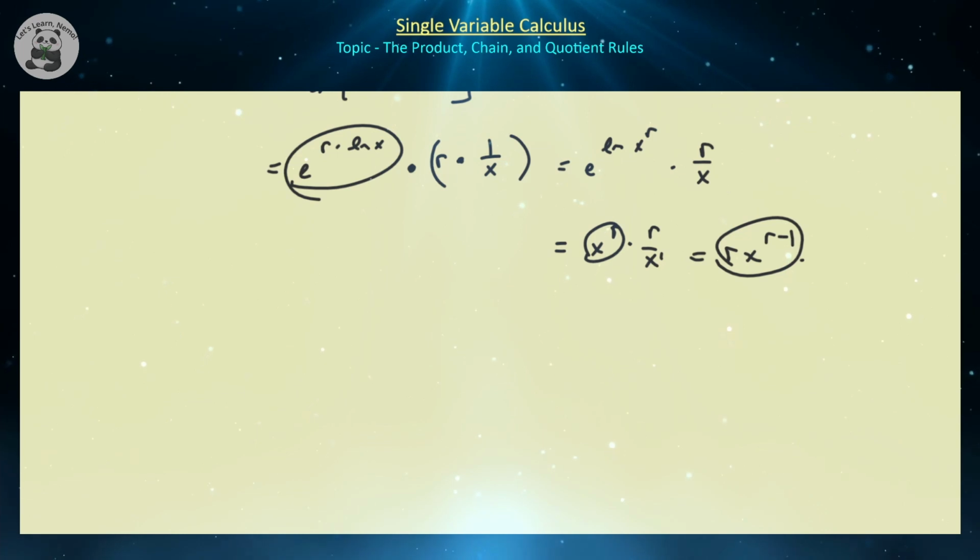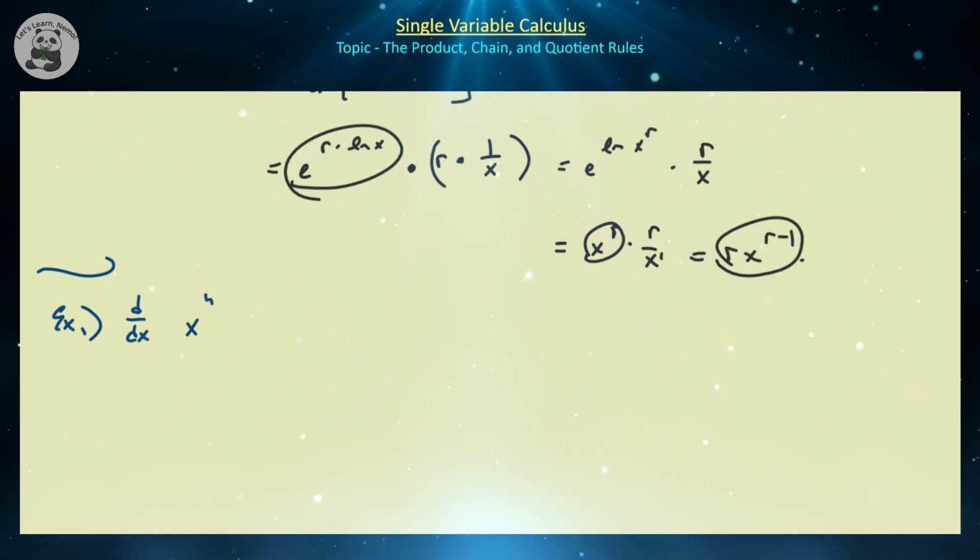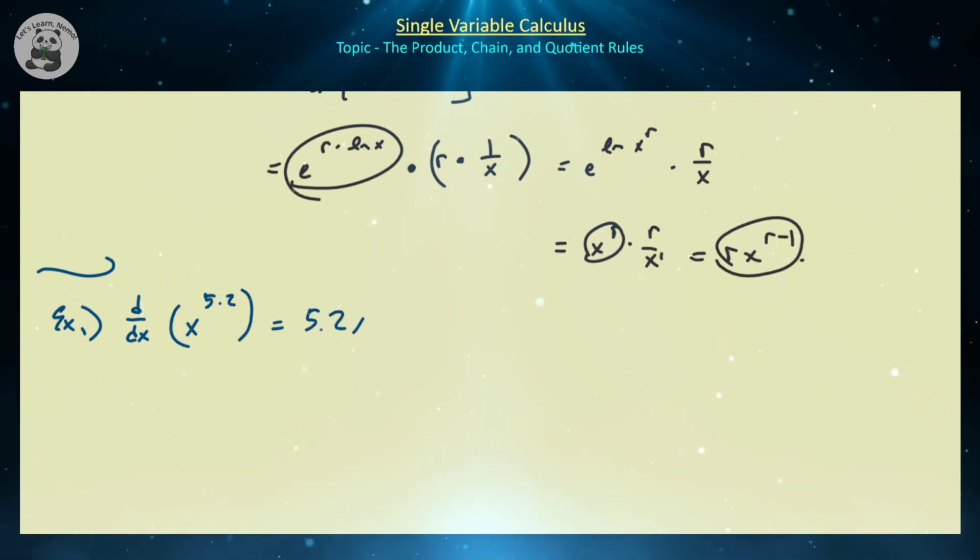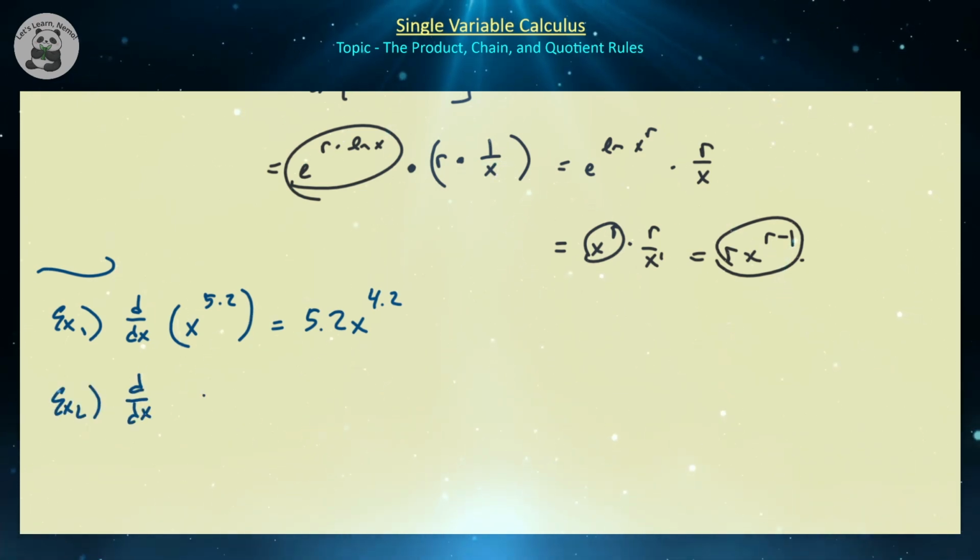So let's just do a quick example to show how we can use this generalized power rule to find the derivative of these power functions. So what is the derivative of x to the power of 5.2? That's going to be equal to 5.2 times x to the power of 5.2 minus 1, which is going to be 4.2, and that would be the answer. Example 2. What is the derivative of x to the power of pi? Again, the exponent is a constant, the bottom is a variable. Therefore, we can use the generalized power rule to take the derivative of this.